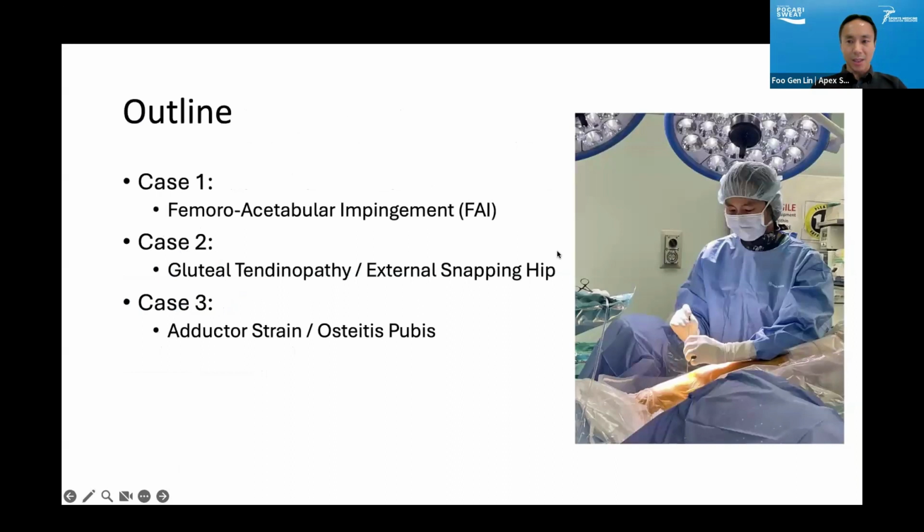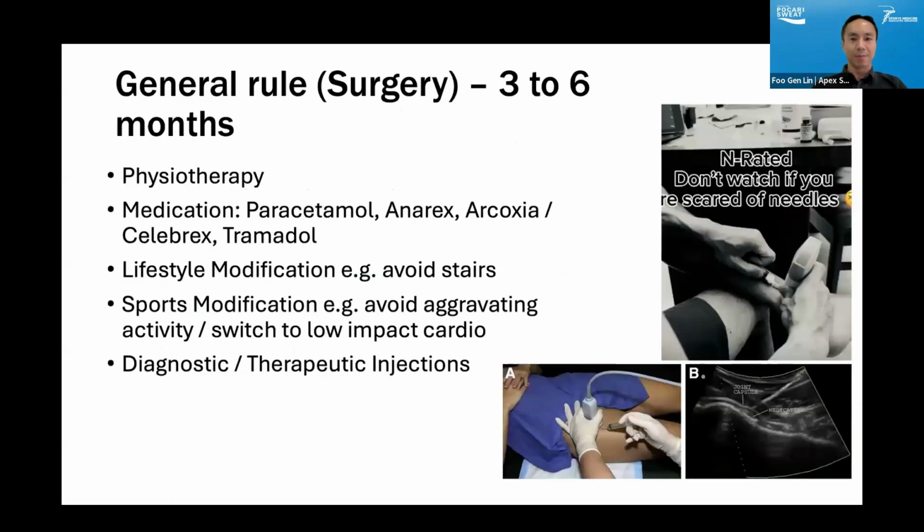Cool. Okay, so 3 cases today. The first one will be FAI. Second one will be the external snapping hip and gluteal tendinopathy. The treatment for these 2 conditions are actually quite similar, at least in my book. So I would lump it together as a part of case 2. And case 3 will be adductor strain and osteitis pubis.